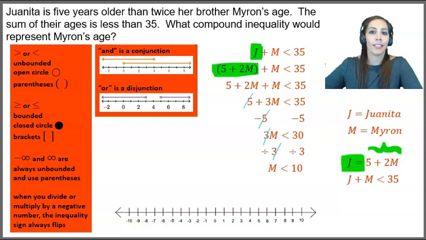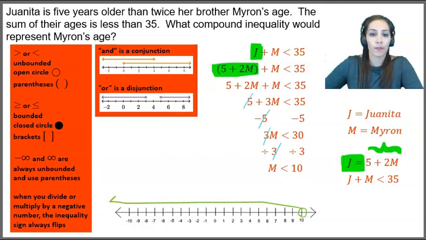Now that we know what an interval notation is and how to do it, let's use this number line to help us with it. So I know Myron has to be less than 10. So when I come over here to 10, I'm going to put an open circle because this is the less than sign. Less than is unbounded, open circle. Less than 10 would be going this way.